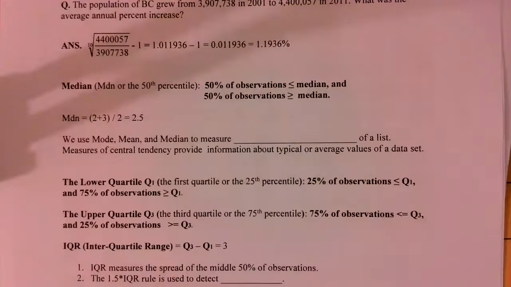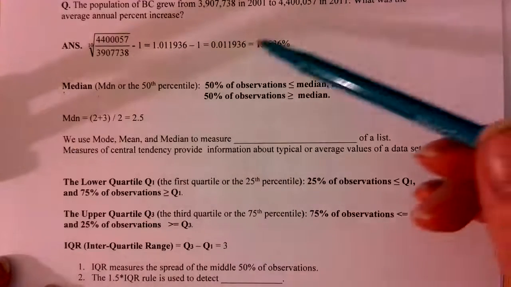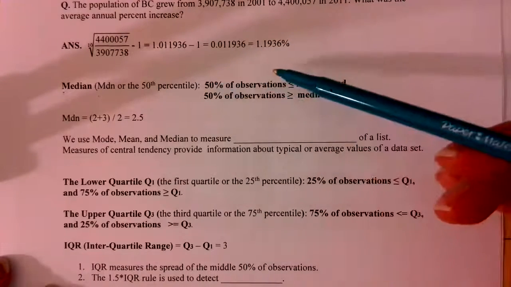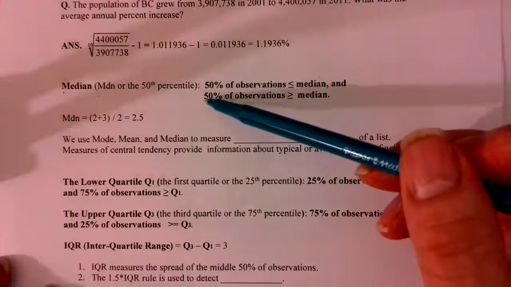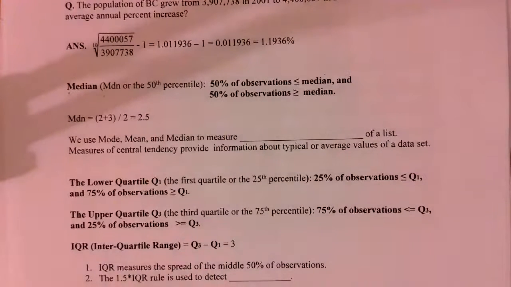Next one we're gonna cover median, okay? And how do we define median? This is a very formal definition. 50% of observations are less than or equal to the median, and the other 50% of observations are greater than or equal to the median, okay? To better describe the concept, I'm gonna use a separate paper. So I recommend that when you copy the notes, you should also print the notes on one page, so you can use the back to take extra notes.